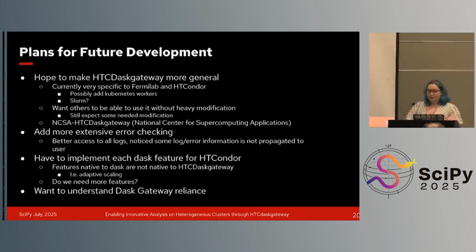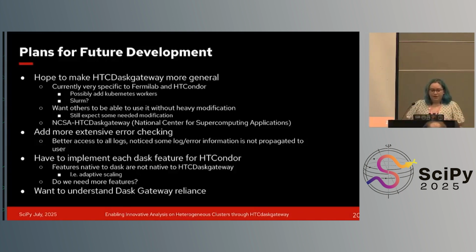And so our plans for future development, we do hope to make the HTCdaskgateway more general. Right now it's very specific to Fermilab. We also want to make it less specific to HTCondor. We could allow for some of those Kubernetes workers. Maybe we could do Slurm if we wanted to. We do have some users at Fermilab. And we do want other people to be able to use it without a lot of heavy modification. We still expect that to be needed.